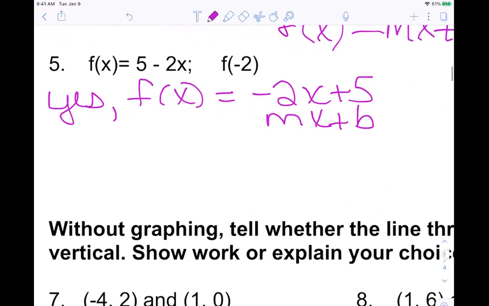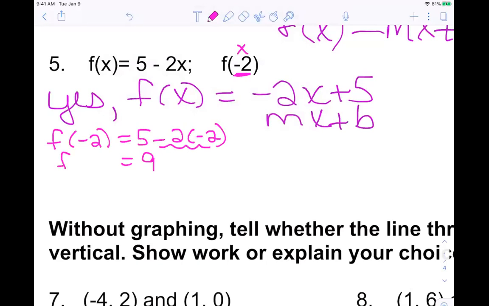So if I look at number 5, they're giving us a negative 2. Remember, that number inside the parentheses represents x, f of x. So whatever's in the parentheses is our x variable. So we're going to plug it into the function wherever we see an x. So if I simplify, that's pretty much what evaluate means. I would end up having 5 plus 4, which makes 9. So I have f of negative 2 equals 9.